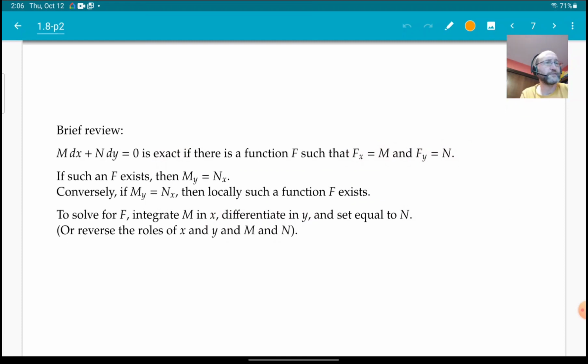You could also do the opposite. You could start with N, integrate in y, differentiate in x, set to M. Both are fine, and you could actually do this even if the thing is not exact. It's just not going to work out. So it's best to check. You can check this condition. If this condition is not satisfied, then there is no point in trying to do this integration and differentiation and integration. That's too much work. I can just check a priori if it isn't going to work.